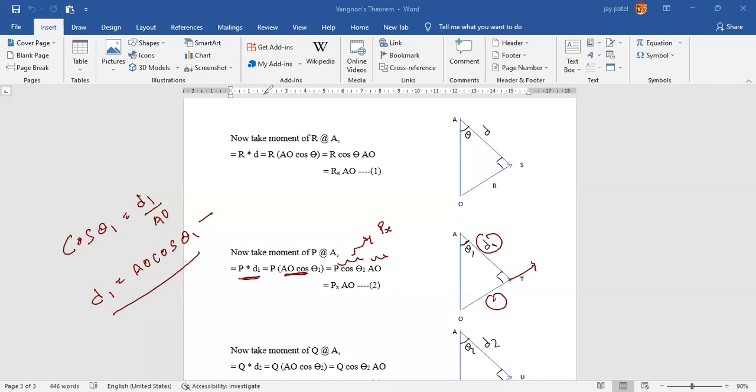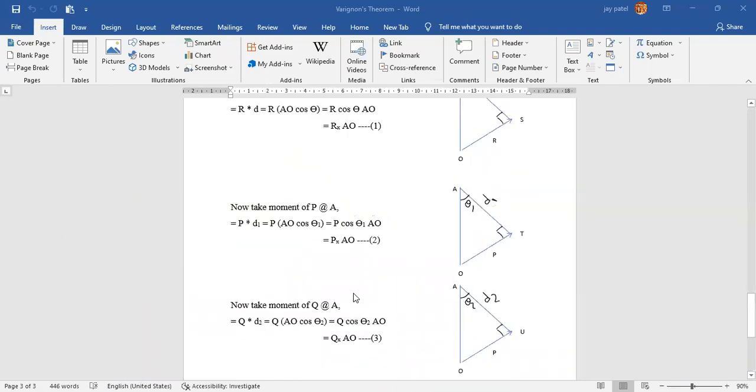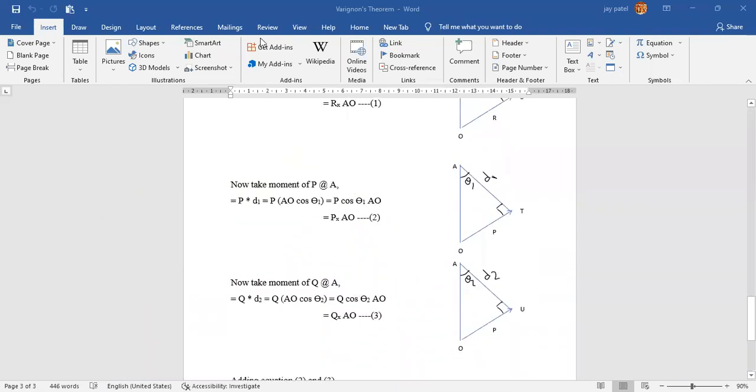Fine. Similarly for the Q force, same procedure. First of all, calculate cos theta2, that is equal to d2 divided by AO. This is theta2 and this is d2. So you will get d2 equals AO cos theta2.